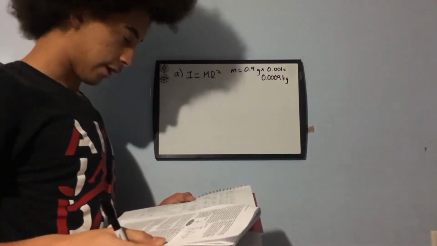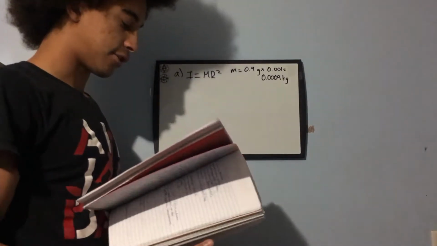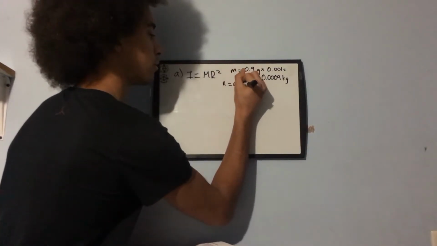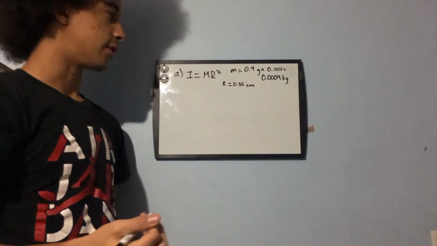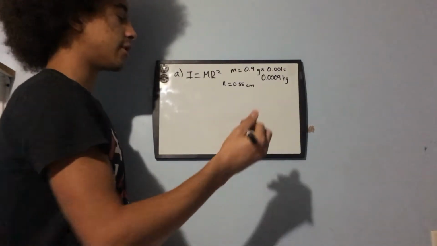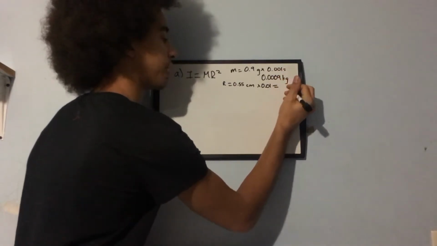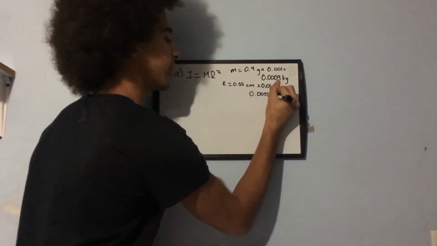And the radius, which it says is 0.55 centimeters. But again, we want that in the standard unit, which is meters. So we multiply by 0.01 and we get 0.0055 meters.